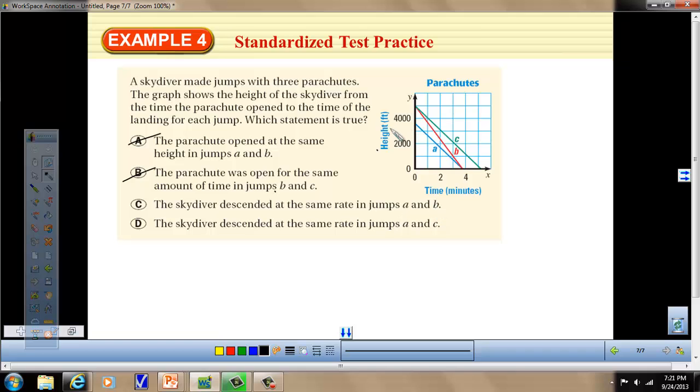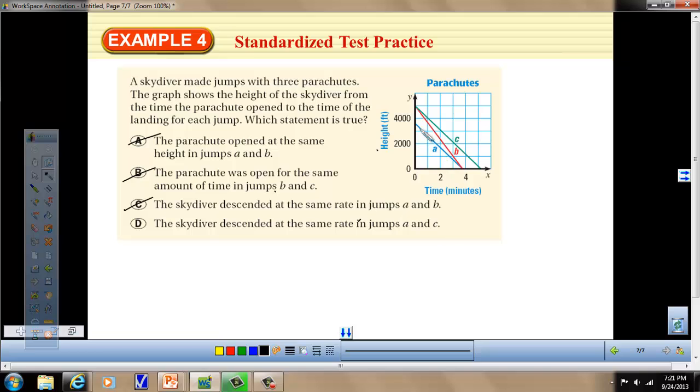Well, if that was true, remember rate is distance over time, so that would mean that the slope for this line would have to be the same as the slope for B. And if you look, it looks like they were at a higher height for B and landed at the same time, so B had to have been going faster than A.